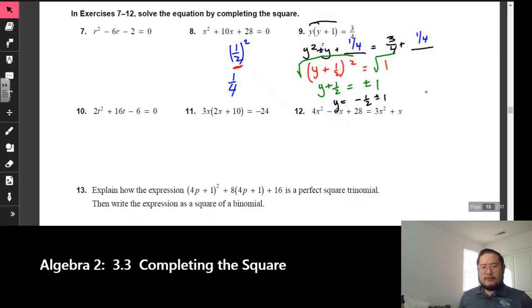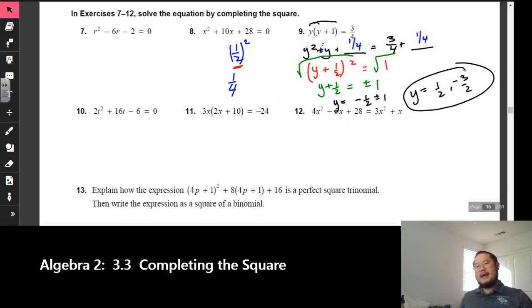And this one we can simplify pretty easily. Negative 1/2 plus 1 is equal to 1/2. The second answer right here, negative 1/2 minus 1, that right there will be negative 3/2. And there's your two answers.